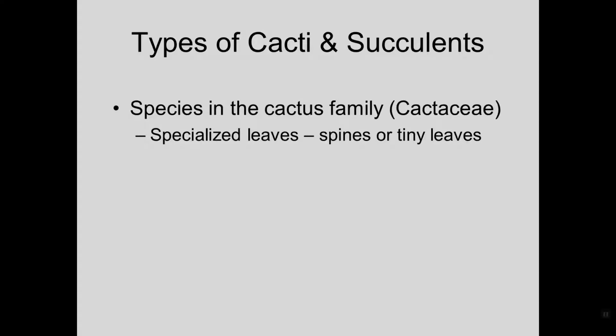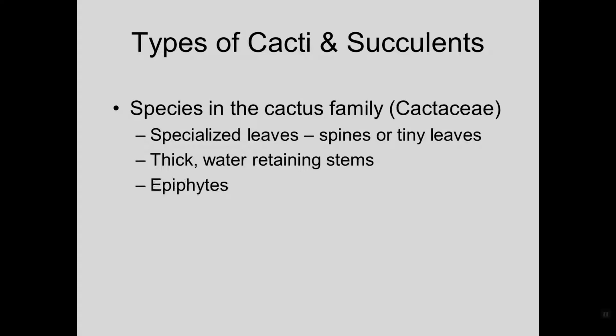So just going over some of the basic characteristics of cactus and succulents as an intro to how you propagate them. They have thick water retaining stems. A lot of them are epiphytic, not all of them. Epiphytes are plants that grow on other plants. The bromeliad group is probably the best known. If you ever heard of a bromeliad, those grow attached to other plants.